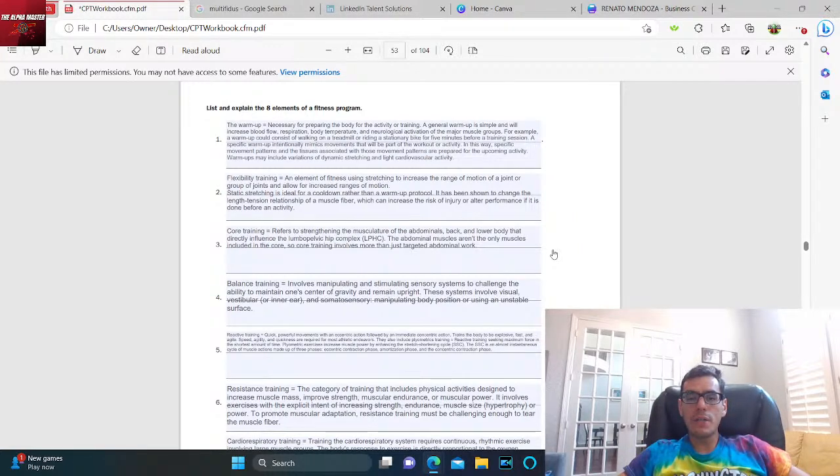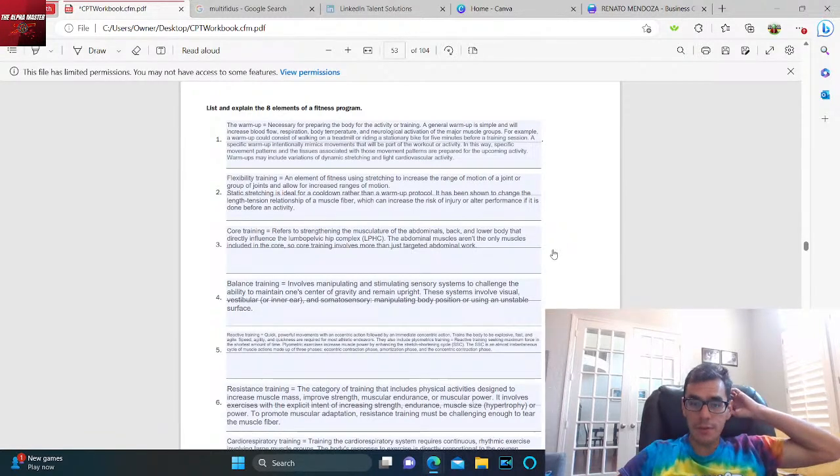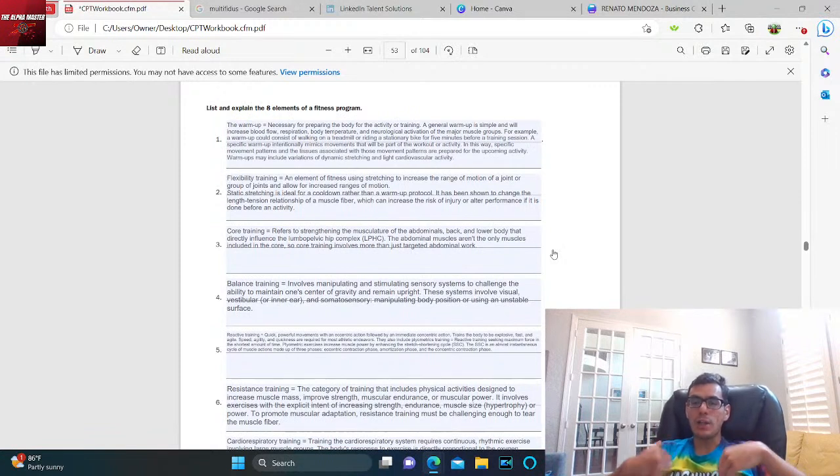The abdominal muscles aren't the only muscles included in the core. So core training involves more than just targeted abdominal work.